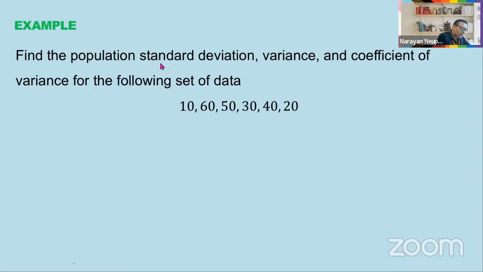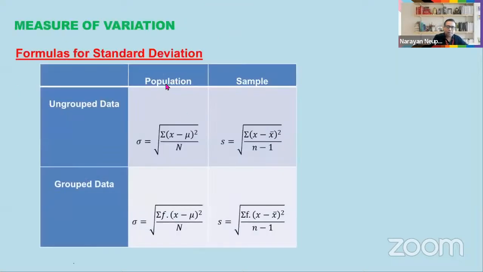So the formula is like this. Standard deviation, let me write here. Standard deviation is the square root of the sum of x minus mean squared divided by n, right? This is the formula for the population standard deviation of ungrouped data.